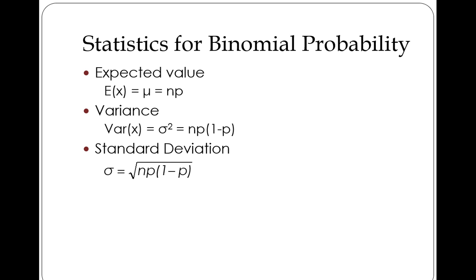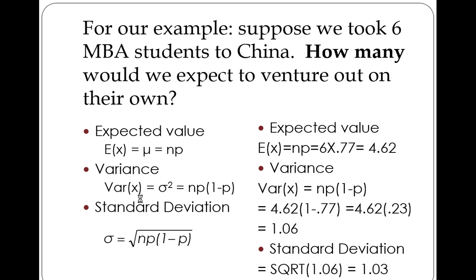The summary statistics for binomial probabilities, the expected value, or mu, is n times p. Okay? The variance is n times p, the thing you just figured out, times 1 minus p. And the standard deviation is the square root of the variance. So let's do this.